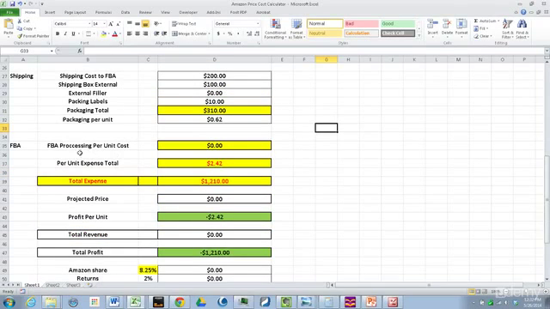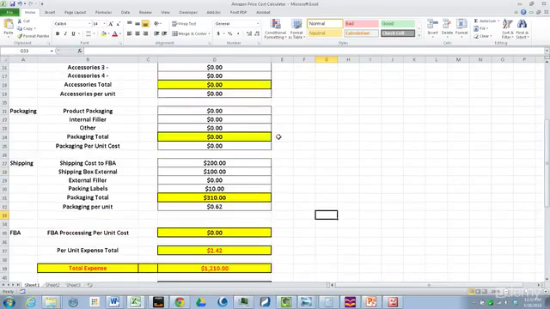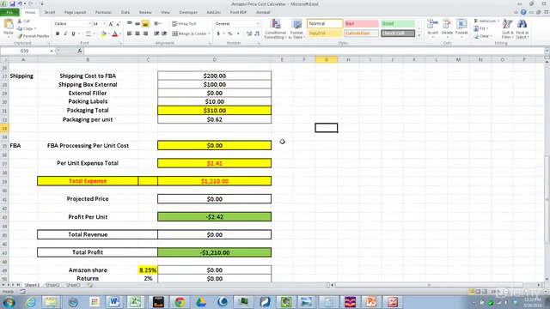We're not going to use FBA right now, so you don't have to use that. FBA does have its own calculator of how much they charge for each unit to process each unit and everything else. If you did use FBA, just put that right there, and you'll be okay. But for now, my per unit expense total is $2.42. So in other words, all I'm spending on this product expense-wise is to get it to me and then get it to Amazon.